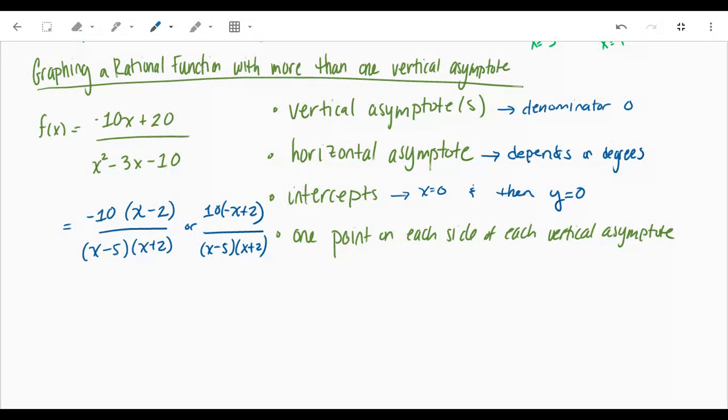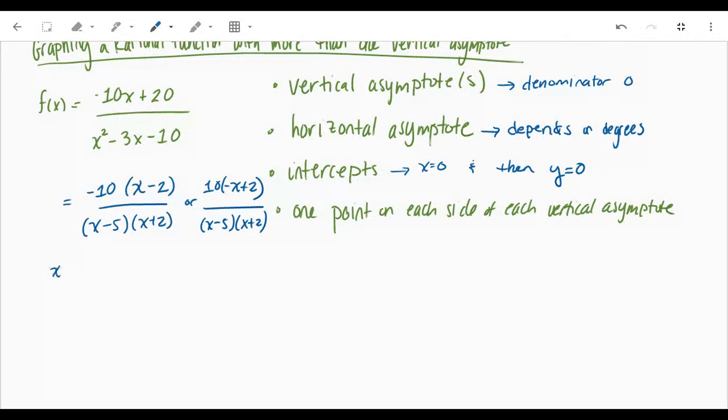All right, your vertical asymptotes would be what would make the denominator 0. So that would be your zero product property if either of those factors are 0. So x minus 5 would equal 0 if x equals 5. And x plus 2 would equal 0 if x equals negative 2. Okay, so there's your two vertical asymptotes. Your horizontal asymptote, since the degree of the numerator is less than the denominator, you will have the x-axis. Okay, so there's your three asymptotes.